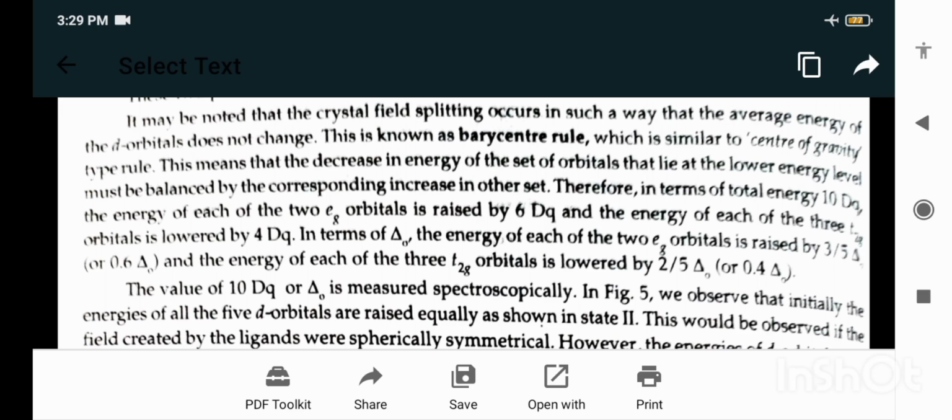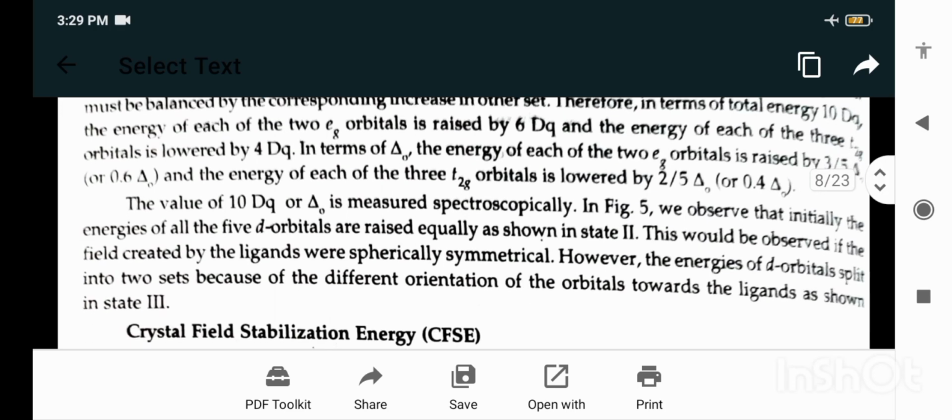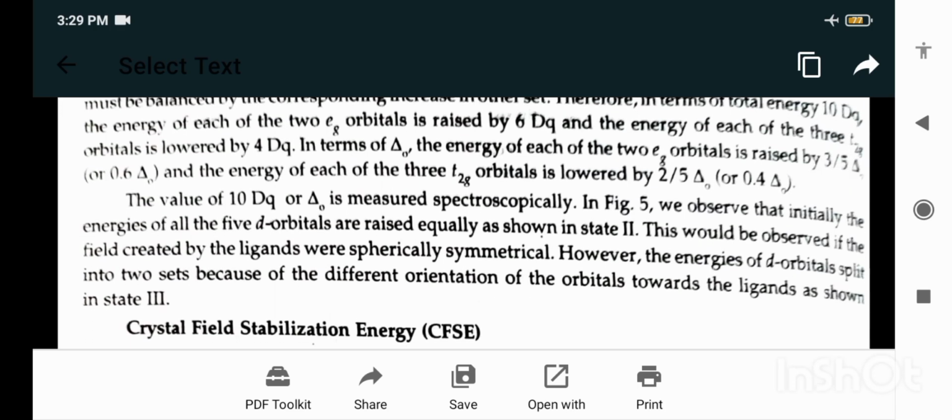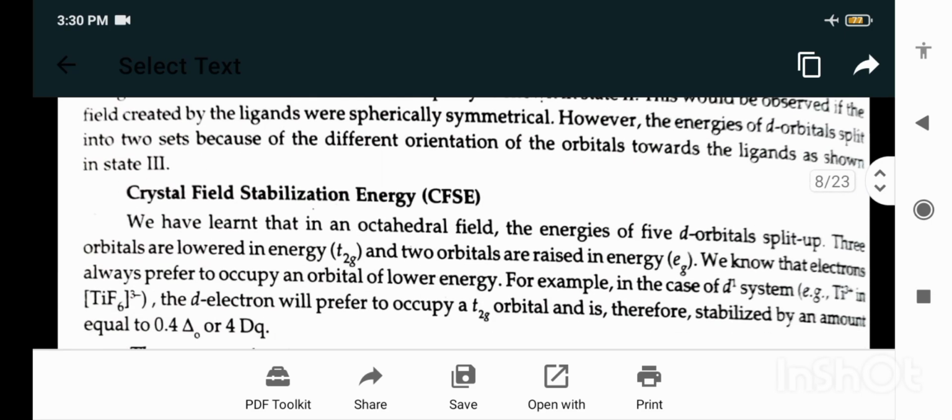The value of 10 Dq or delta naught is measured spectroscopically. We observe that initially the energies of all the five d orbitals are raised equally, as shown in the second state. This would be observed if the field created by the ligands were spherically symmetrical. However, the energies of the d orbitals split into two sets because of the different orientations of the orbitals towards the ligands.